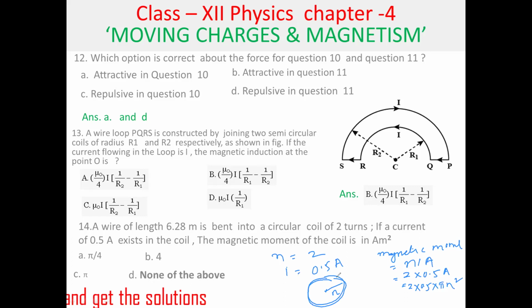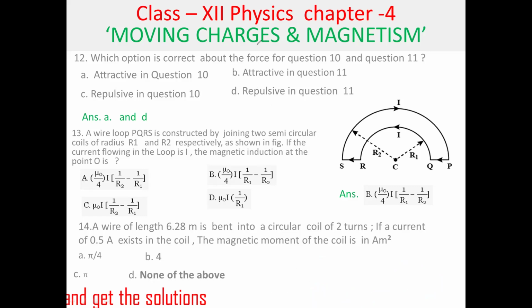So it is 2 turns. So the perimeter of this wire is 2 pi r into 2. Okay, so this would be equal to the length of the wire, which is 6.28. From here I will get R. Okay, and if you put R here, we will get the answer. That answer will become pi by 4. I think this is clear to you. Okay, so now go to the next questions.